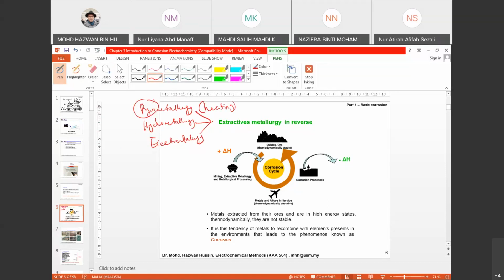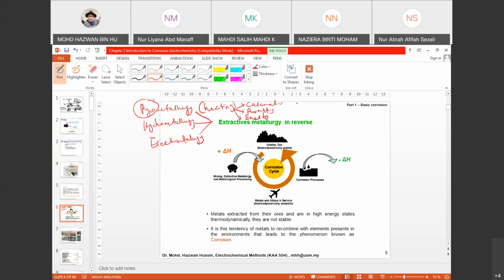Pyro means heat. We have a few different techniques for pyrometallurgy depending on the type of ore we are dealing with: calcination, roasting, smelting, and so on. Another is a combination with electrometallurgy, like thermo-electrometallurgy. Calcination means direct heating of a material, which removes the unwanted components.